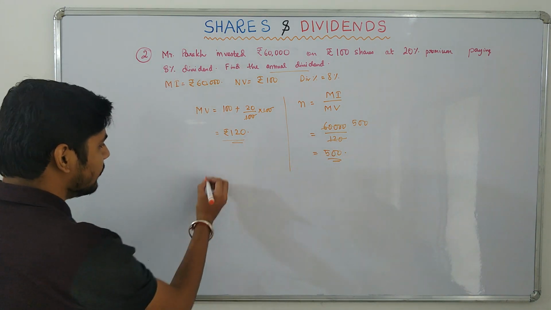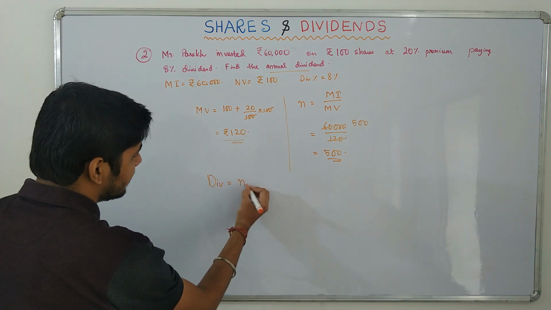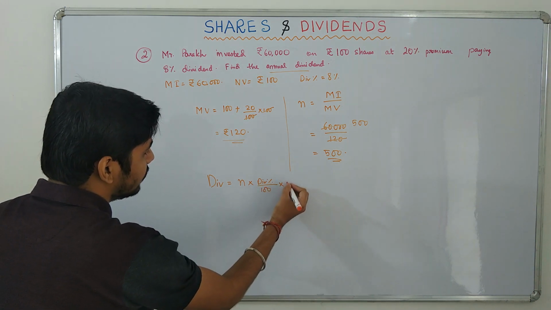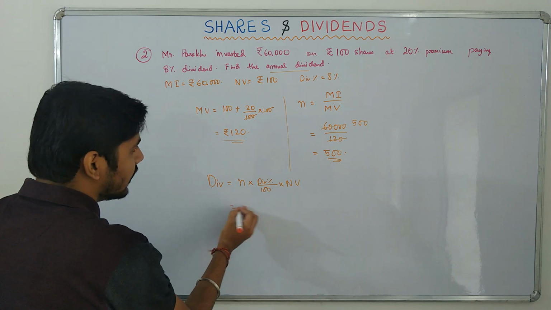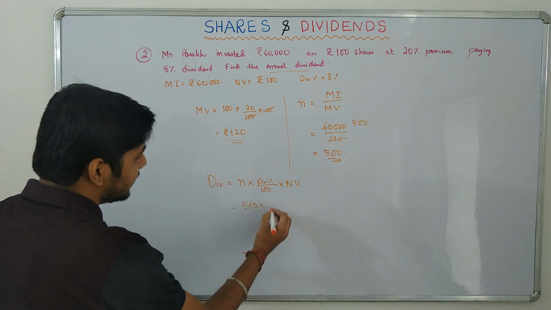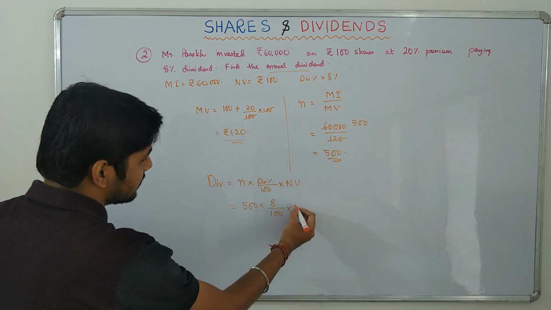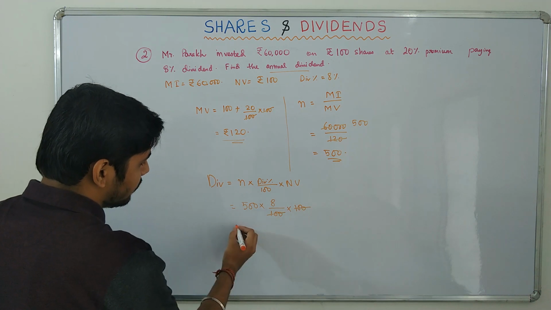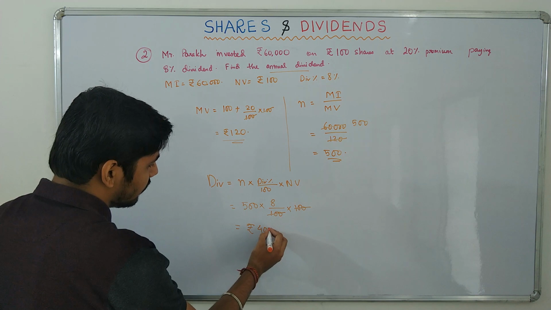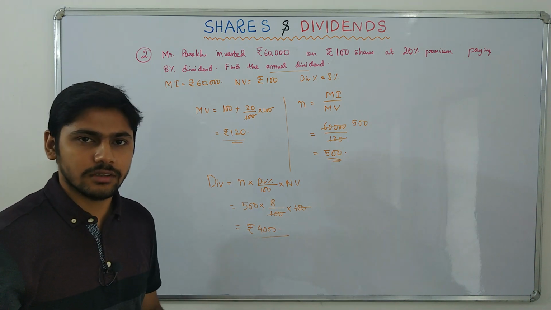Now we can simply calculate the dividend. The dividend will be equal to number of shares N into dividend percent divided by 100 into the nominal value NV. Number of shares we calculated is 500. The dividend percent is 8% divided by 100 into the nominal value, which is 100. So we have 500 into 8, which is rupees 4,000. So this is your answer. The dividend is rupees 4,000.